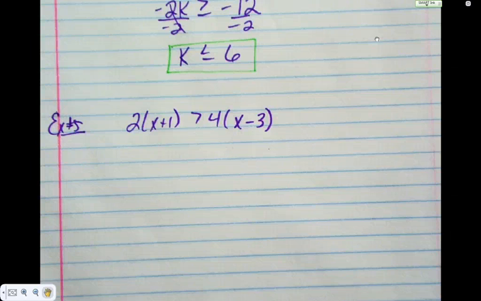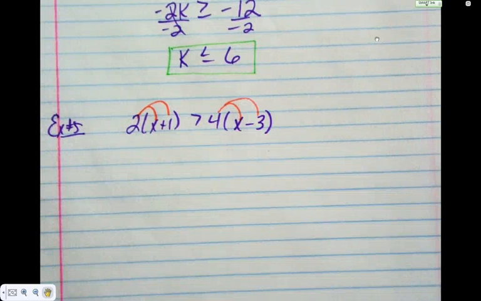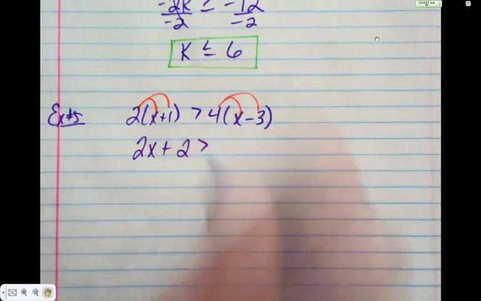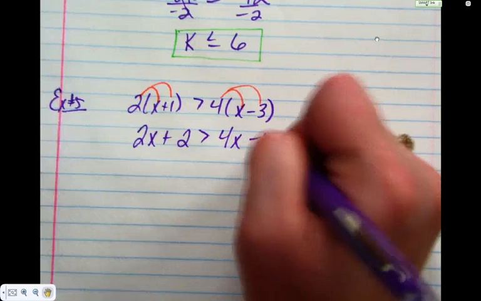This one has brackets, so what do we need to do? Distribute. 2 to each of those, 4 to each of those. So 2 times x is 2x, 2 times 1 is 2. 4 times x is 4x. 4 times negative 3 is negative 12.